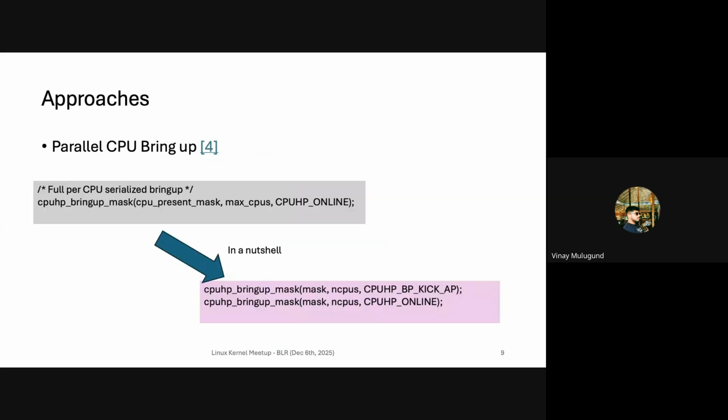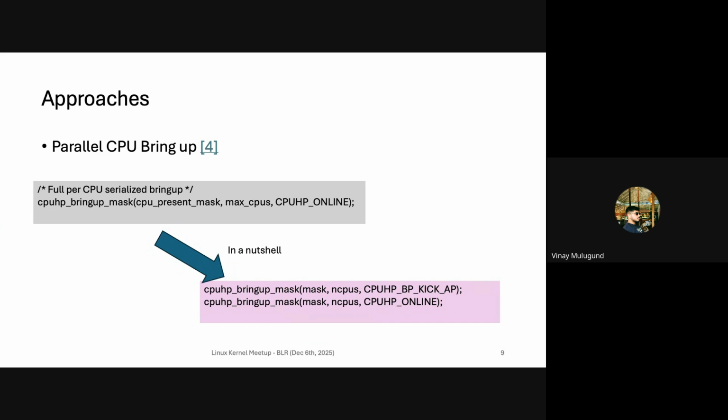Yeah. This slide is also about the same thing. Previously, we had a mask of CPUs that we wanted to bring online. This is during the boot up, first of all. The CPU hotplug bring up mask is an API that the CPU hotplug infra has, which will go and bring each CPU one by one to the target online state.